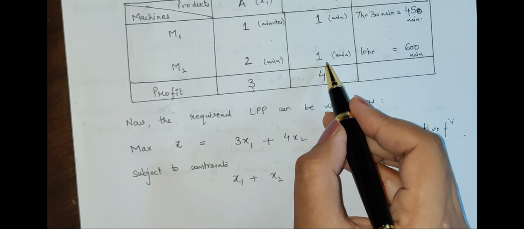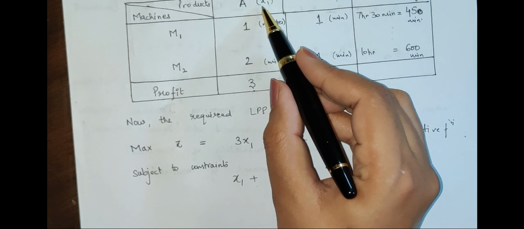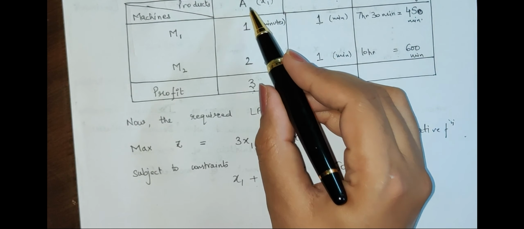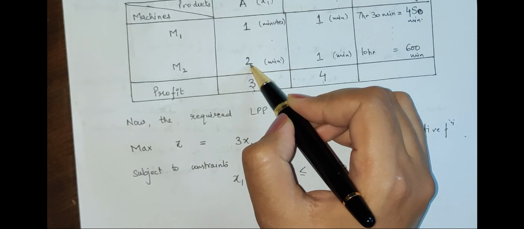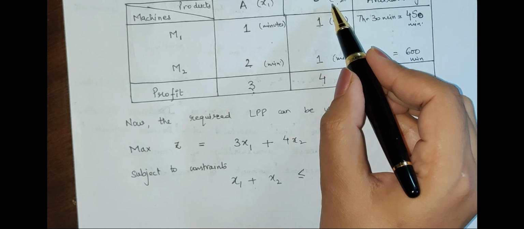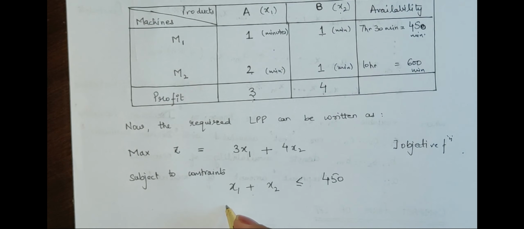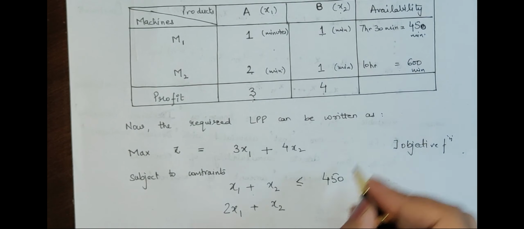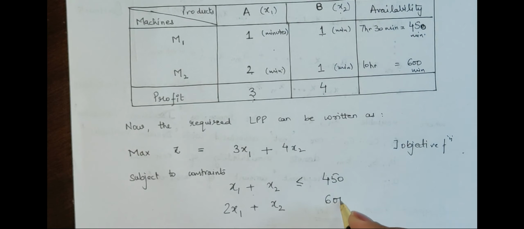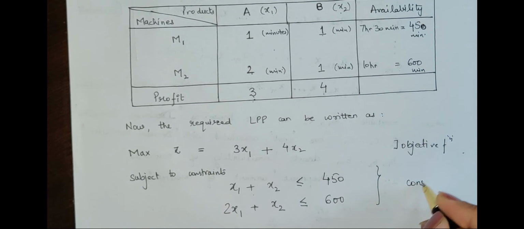Similarly, let us formulate my second constraint. Each unit of product A requires 2 minutes on machine 2, and similarly each unit of product B requires 1 minute on machine 2. So what is the total time? It would be 2 into x1 plus 1 into x2, and the total available resource is 600. This has to be less than or equal to 600. So this completes my constraints part.